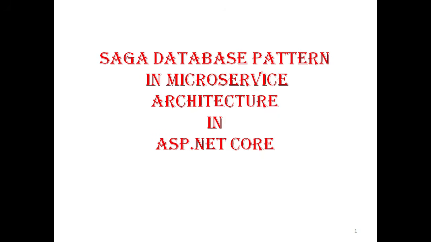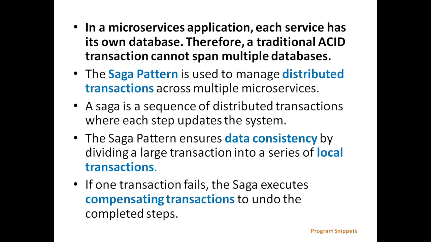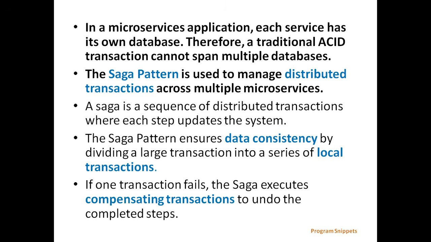Here we will see the SAGA database pattern in microservice architecture. In a microservice application, each service has its own database. Therefore, a traditional ACID transaction cannot span multiple databases. The SAGA pattern is used to manage distributed transactions across multiple microservices.